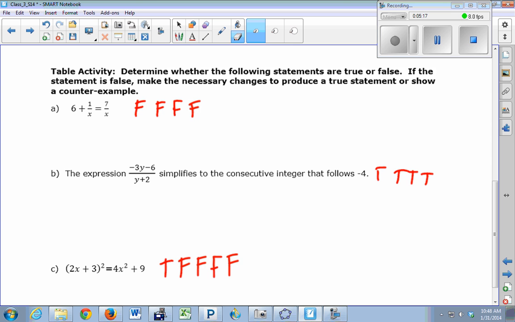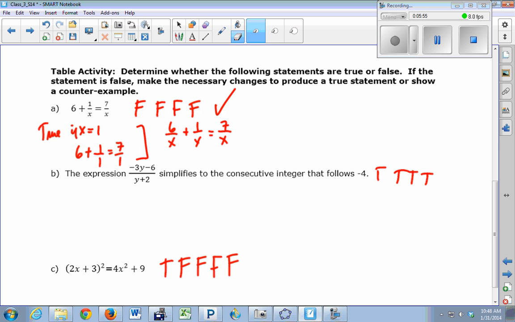Okay, so one of the things you have to do if it's false is either change the sentence or equation so it's true, or show a counterexample. So would someone tell me one way that they changed A, which I agree is false? Yep, Cooper? It's true if x equals 1, because that would be 6 plus 1 over 1 equals 7 over 1. Yes, that's one way to do it. And I don't think I've ever had anyone come up with that, at least not as an example. That's good. Okay, some other way? Connor? Put 6 over x plus 1 over x. They now have the same denominator, so you can add the numerators.